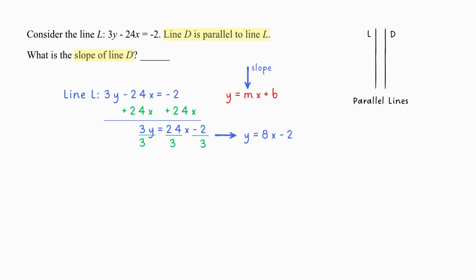Find the slope of line L. Look at the number right next to x. That number is 8. Find the slope of line D. Since line D is parallel to line L, it must have the exact same slope. So, the slope of line D is 8.